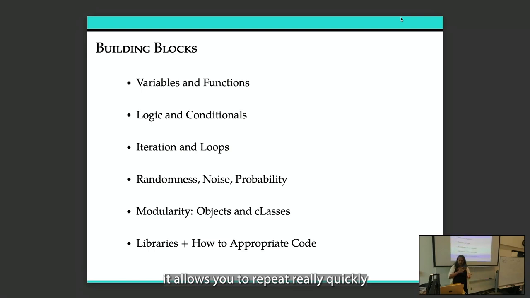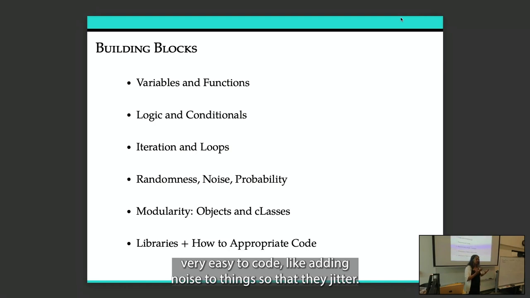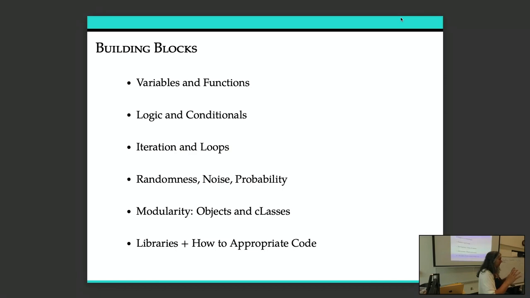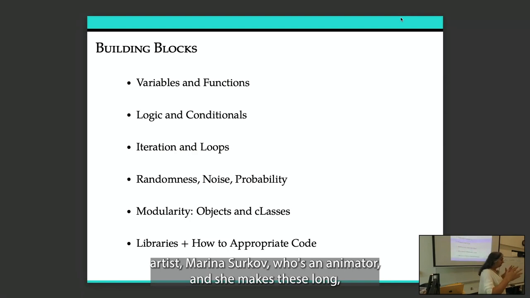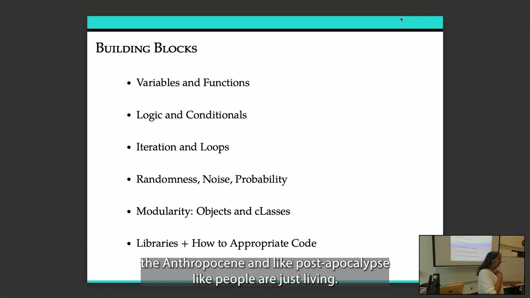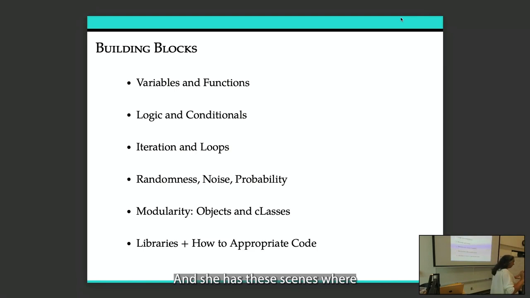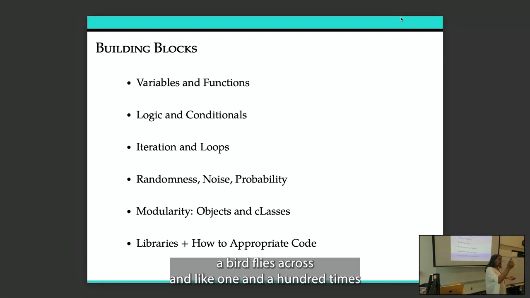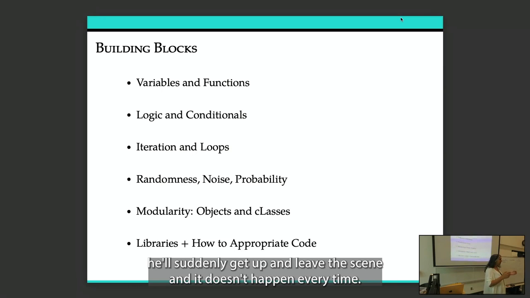The other piece is the one we often don't get to early enough, which is, this is actually in Processing very easy to code. Adding noise to things so that they jitter, they don't look super regular, adding randomness. The first time I saw it in a really beautiful way was this artist Marina Zhurkova, who's an animator, and she makes these long, very slow animations about the Anthropocene and post-apocalyptic people just living. She has these scenes where there's this person sitting on a rock, and he's just looking around. Sometimes, if you watch the same thing from the beginning, a bird flies across. And like 1 in 100 times, he'll suddenly get up and leave the scene. It doesn't happen every time, but it's really powerful because we are used to seeing patterns and anomalies.